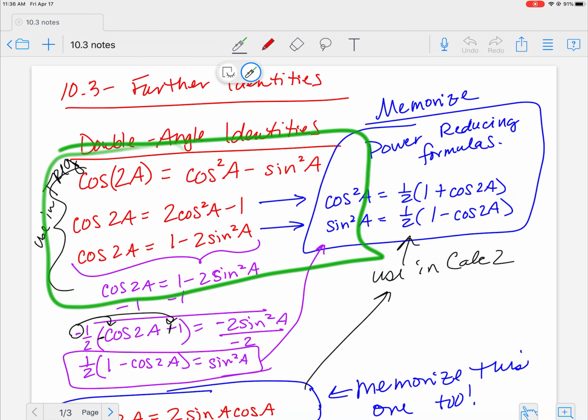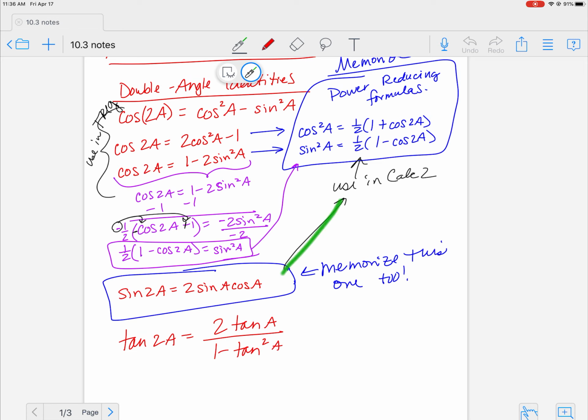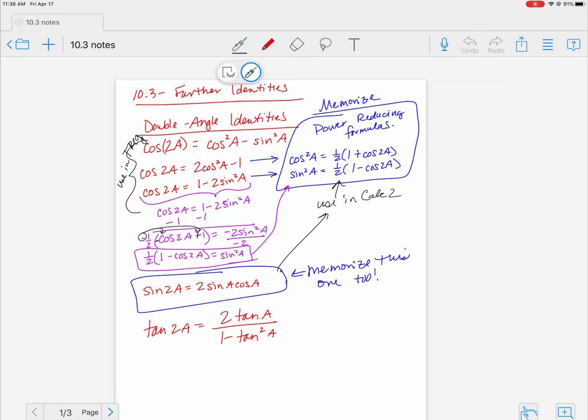Now, that's just cosine. Those are double angle cosines that we're looking at. You can also have double angle sine. So sine 2a is going to be 2 sine a cosine a. It only has one formula. That's also a good one to memorize because we are going to use both of these in Calc 2. And tangent has a double angle, but that's not one that you're going to have memorized. It's handy for now. That's what we need.